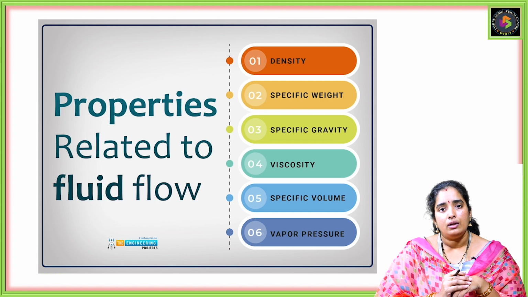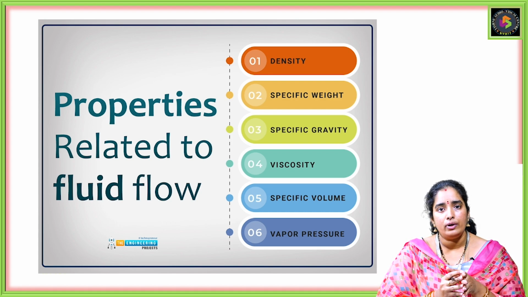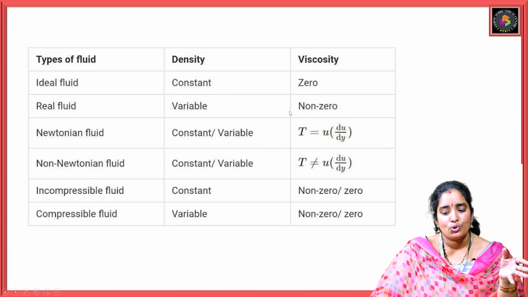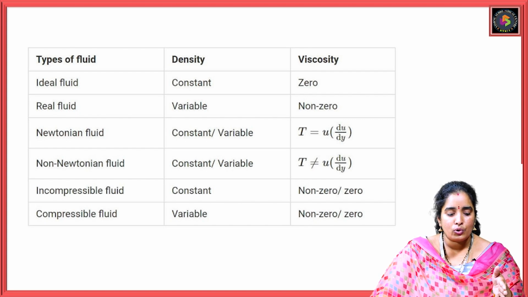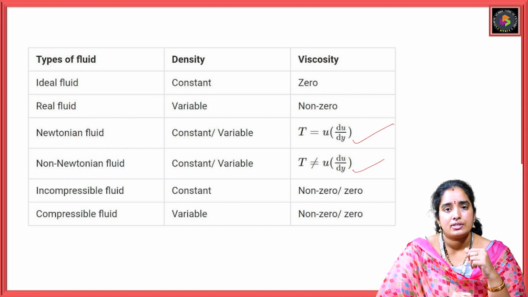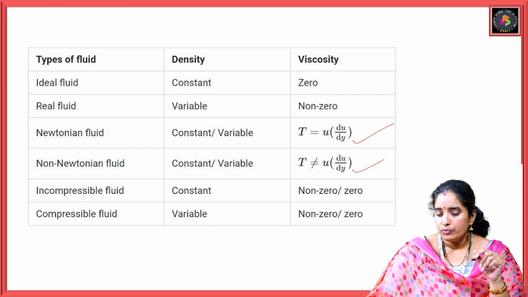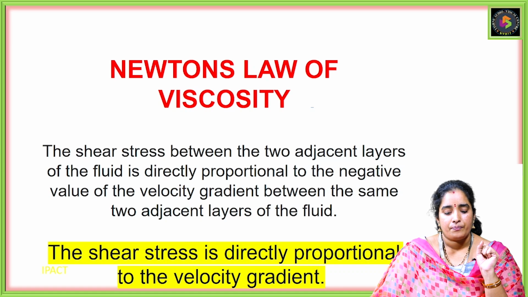Let me clarify one thing. Fluid doesn't mean that it is only in liquid form. Whenever we call something a fluid, it is either in the form of liquid or in the form of gas. Whatever we have discussed so far, I will list out in tabular form, like type of fluid, density and viscosity. Here I gave some expressions under Newtonian and non-Newtonian fluids. Before discussing this table, let me go to Newton's law of viscosity first.